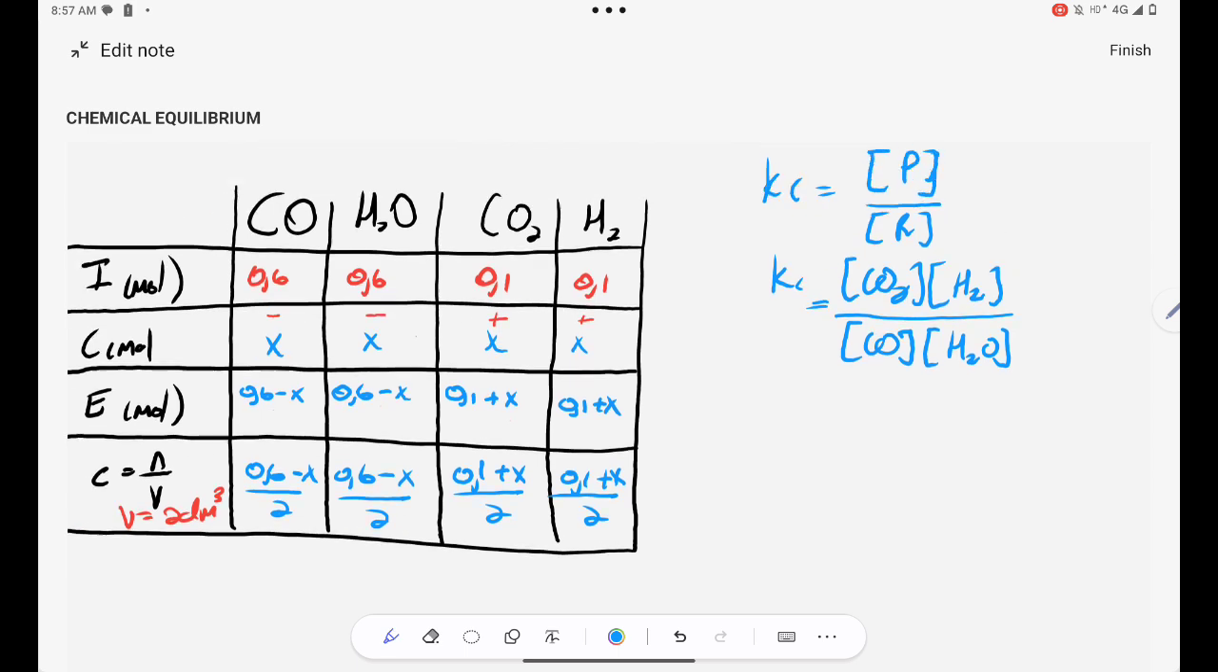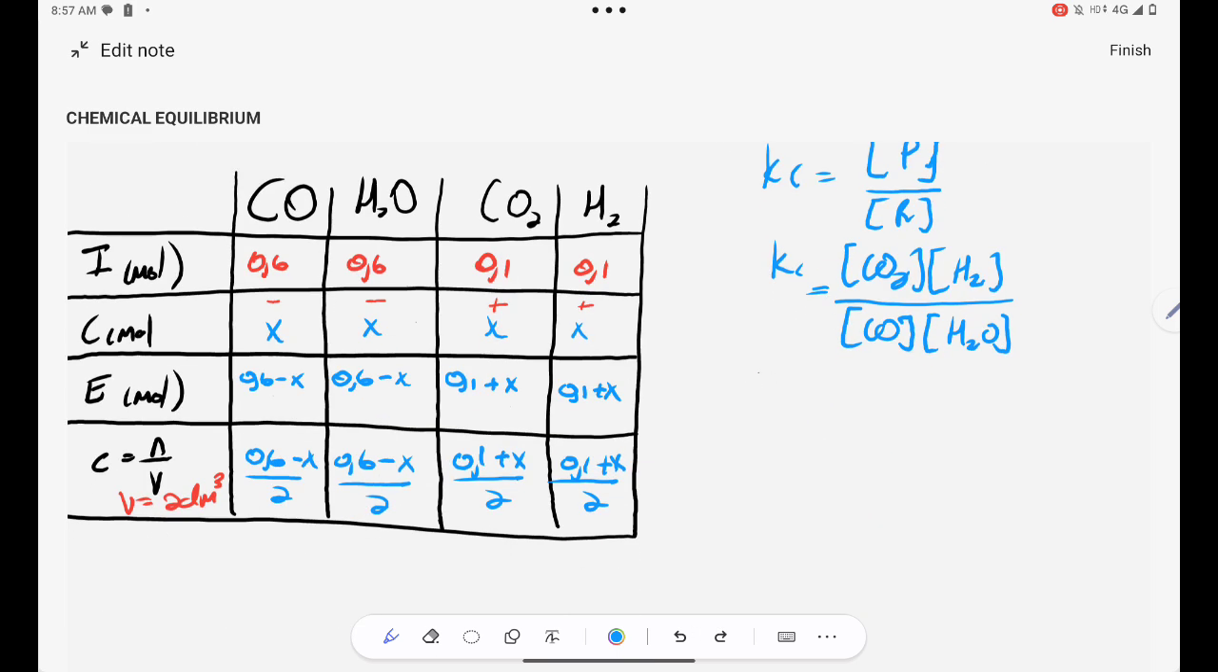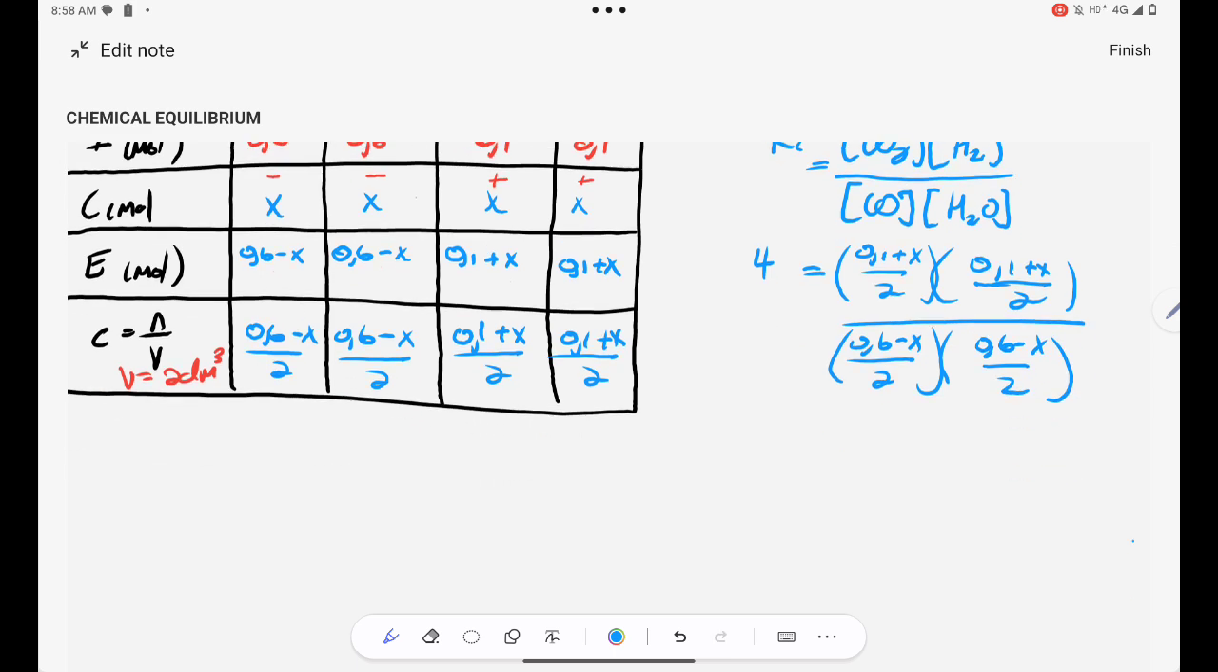Okay, but we are told that, guys, the value of the equilibrium constant is equal to 4. Please remember that. So I'll just substitute 4 over there. And then my concentration for carbon dioxide is just (0.1 plus x) all over 2, multiplied by another (0.1 plus x) all over 2, all over (0.6 minus x) all over 2 and (0.6 minus x) all over 2. All I just did here, guys, was to substitute the concentrations of my reactants and products at equilibrium. I still have 4 over there.